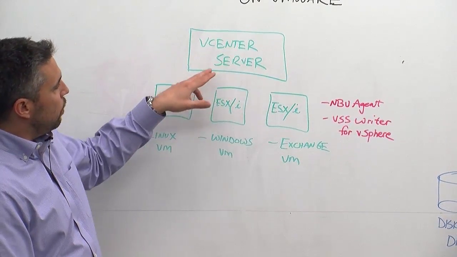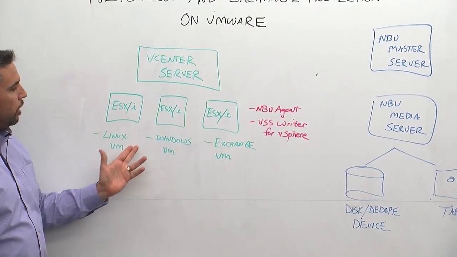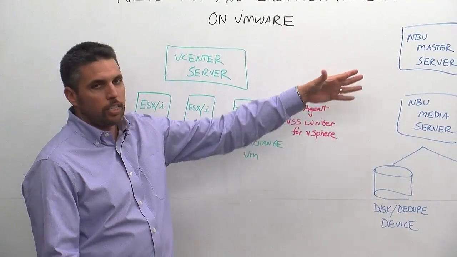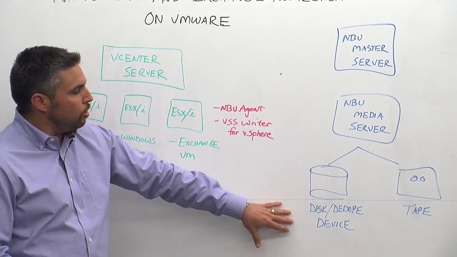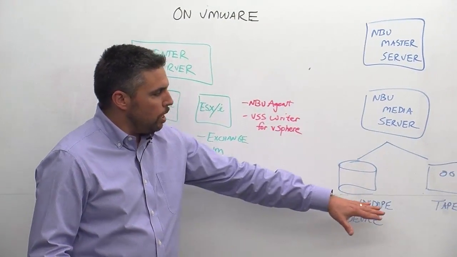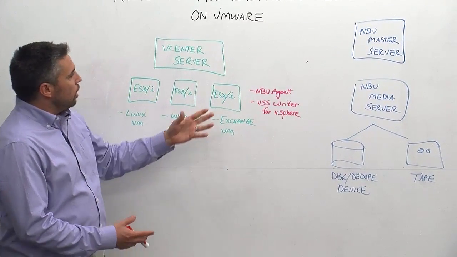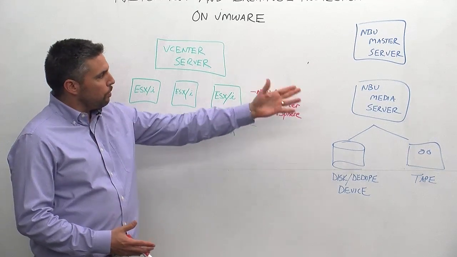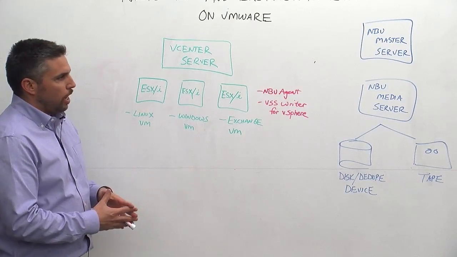So here we have our vCenter environment. We have our ESX servers, our Linux, Windows, and Exchange virtual machines. This is just a representation. On the right-hand side is our NetBackup infrastructure, master server, media server. And we've got a disk dedupe device that could be the NetBackup appliance, could be a third-party device. We have some tape as well. So the first thing that happens is the NetBackup master server communicates to the vCenter and/or the ESX server. So we provide the credentials to log in and populate and discover the virtual machine environment.